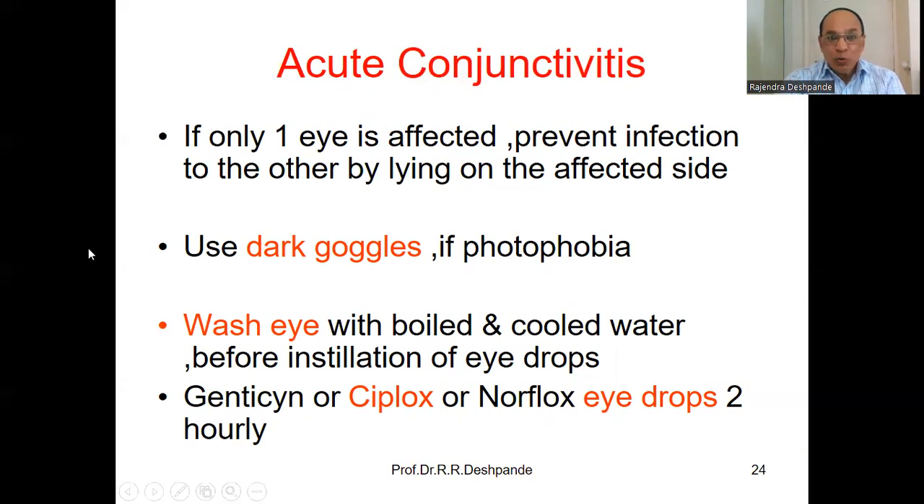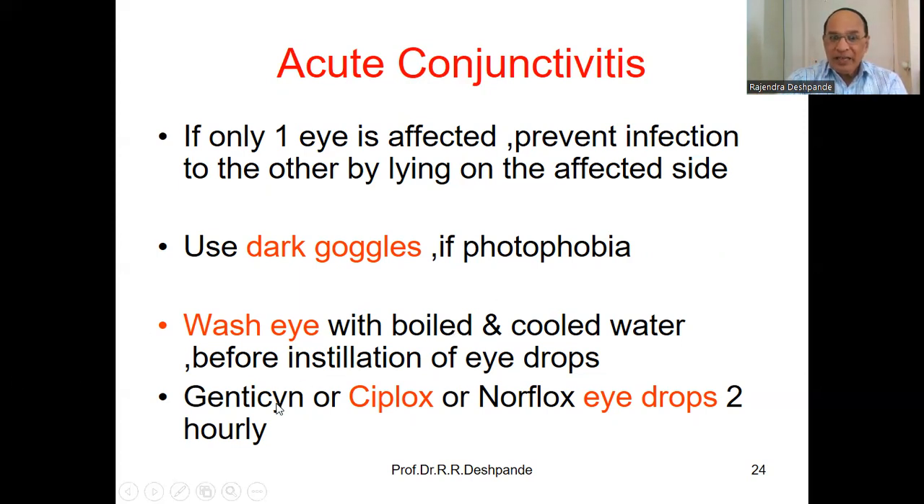That is correct. Use dark goggles if there is photophobia. You cannot bear the light, tube light, sunlight, anything. Then put on black goggles. Wash the eye with boiled and cooled water before instillation of eye drops. That is very important. Cleaning is also important. Wash the eye with boiled and cooled water.